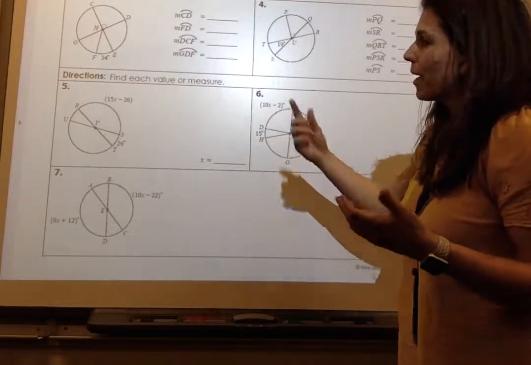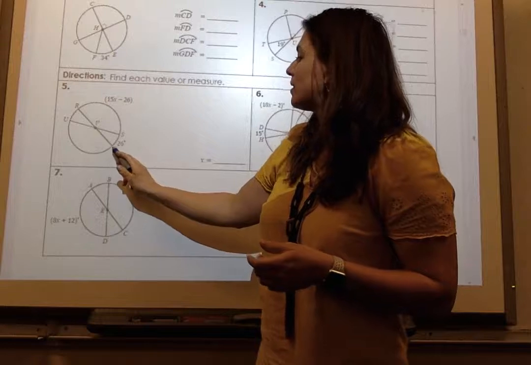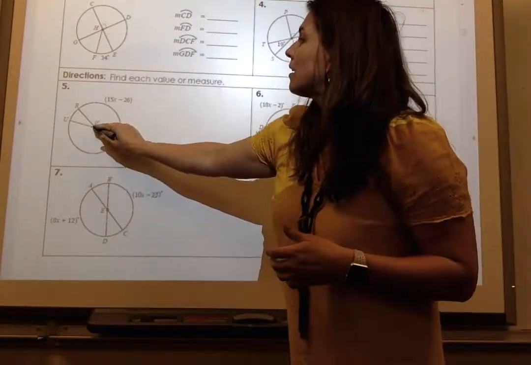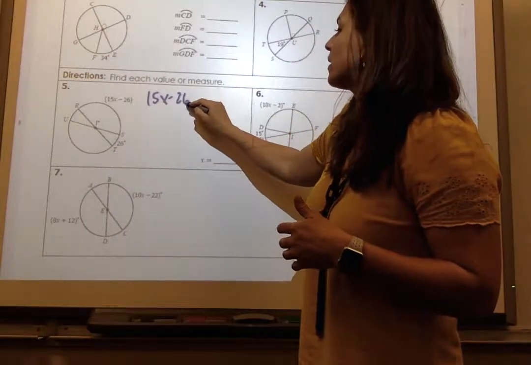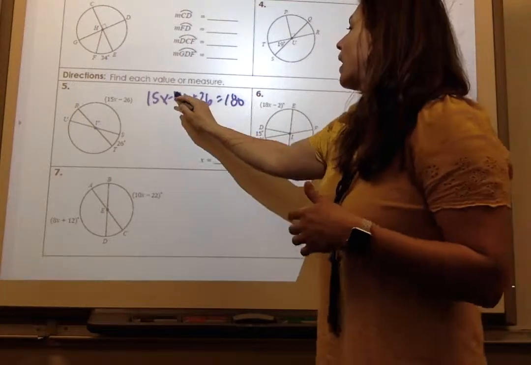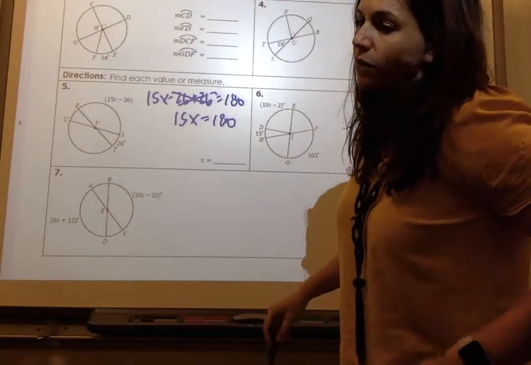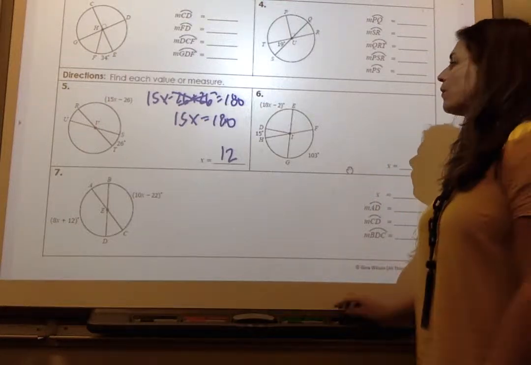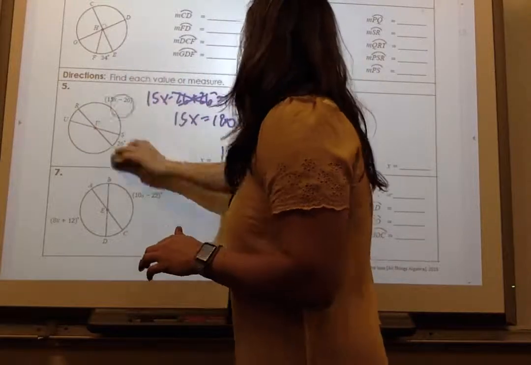Let's just stop by and look at number 5 real quick. You know that the measure of arc RST is 180 degrees because it's a semicircle, it's half. So you know this angle is 180, so that arc has to be 180. So my equation would be 15x minus 26 plus 26 equals 180, right? Additive inverse, and so 15x equals 180. And so then x is going to be equal to 12, okay? So that's how you would figure that out. Same thing over here. It should be pretty easy for you at this point.